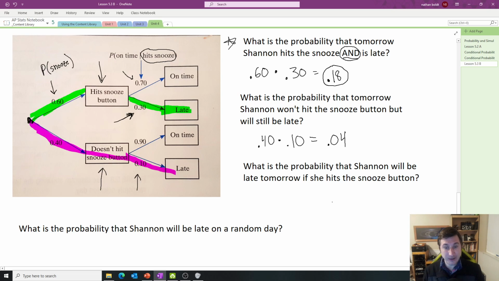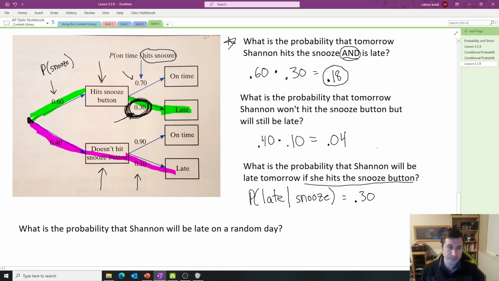All right, did you figure out why it was a trick question? This one is not like the others. Did you see the difference in wording? There's no "and" statement. This is a conditional statement. What is the probability that Shannon will be late? The probability of late, if she hits the snooze button, well, that means I know she's hitting the snooze button. That is not an intersection. That is the probability of being late given she hits the snooze. And isn't that this one right here? Given we hit the snooze button, there is still a 30% chance.